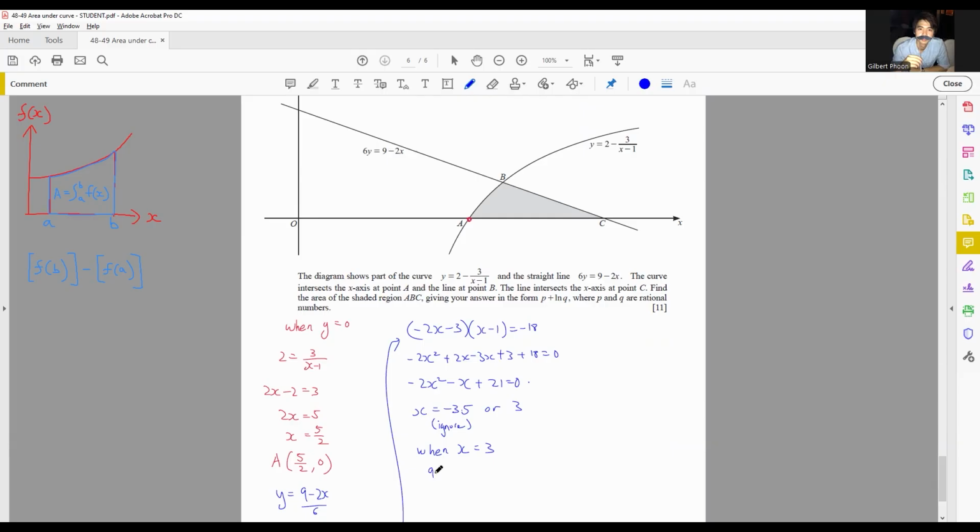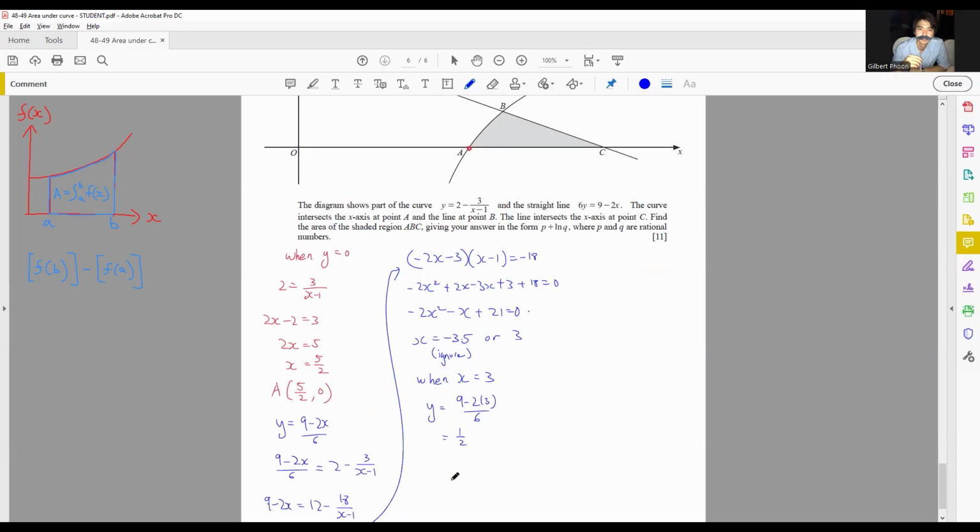y equals 9 minus 2 times 3, over 6. You would have gotten y equals 9 minus 6, 3 over 6, which is 1 over 2. So therefore, the coordinates for B is going to be 3 and 1 over 2.